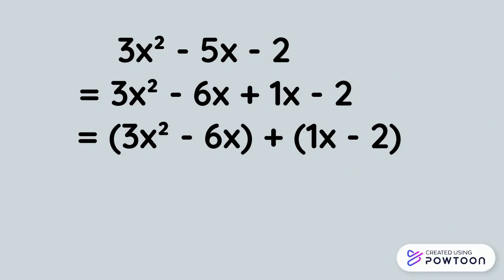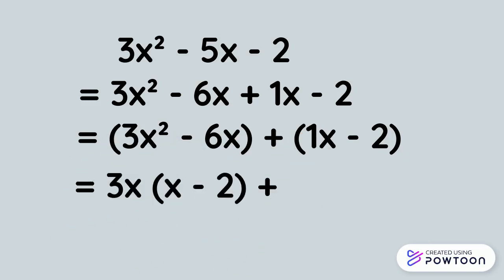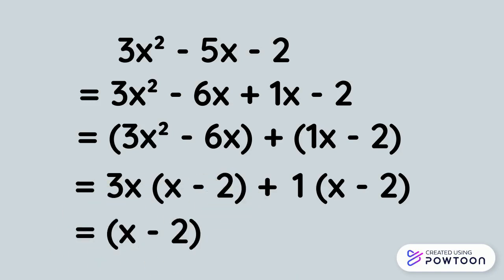In the first bracket, both 3x squared and negative 6x have a common factor of 3x, so if we divide both terms by 3x, it would be 3x bracket x minus 2 bracket. And for the other side, they both have a common factor of 1, so it would be 1 bracket x minus 2 bracket. Both sides have x minus 2, which would be in the first bracket, and then if we add the other two terms, it would be 3x plus 1, which would be in the second bracket. Therefore, 3x squared minus 5x minus 2 would equal x minus 2 times 3x plus 1.